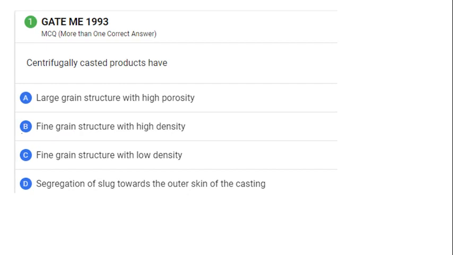See what is happening during centrifugal casting. Very fine grain and high density products will be formed due to centrifugal action. Due to centrifugal action, your molten metal will go far from the center. Whatever high density particles are there will go far from the center, right? In the centrifugal action. So that is why density will be higher, and fine grain structure will form because of fast cooling.